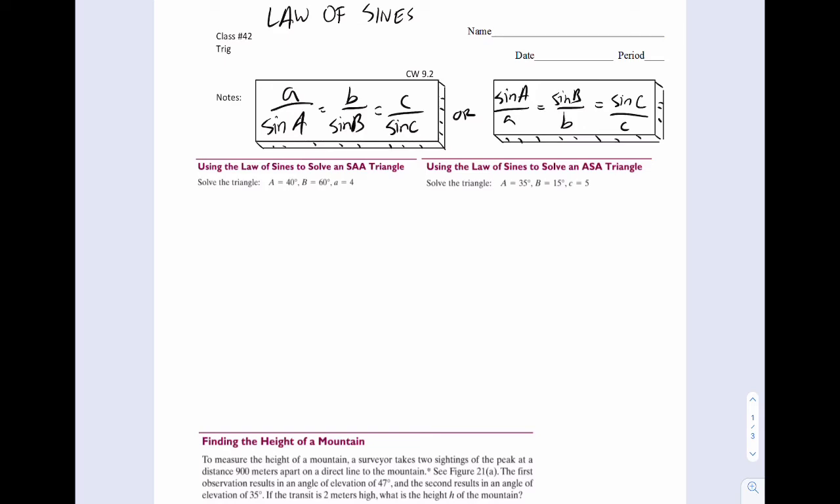Welcome to classwork 9.2. Today we're going to talk about the law of sines. So take a moment, pause the video, and just write down the law below. Then once you're done writing it down, unpause and continue.